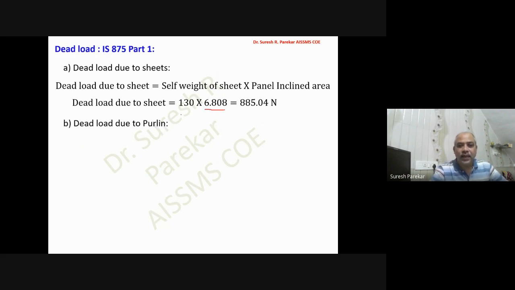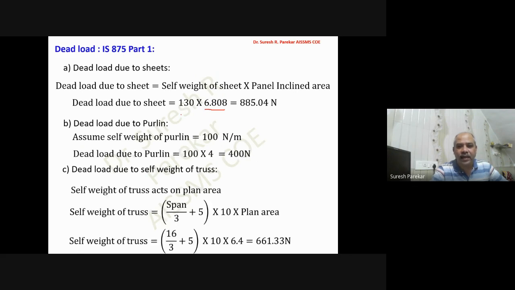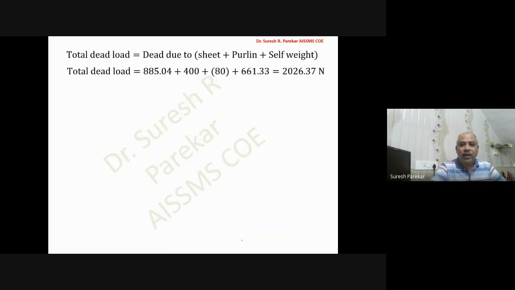Then we have the dead load of purlins. Here we have considered only one purlin, and that is 400 newton, so 100 into 4. Then spacing of truss: here we have considered plan area, so instead of 64 we have considered 6.4. So now, the main change you have to keep in mind to get the correct answer. We have considered 80 here. Now why did we consider 80 in this?